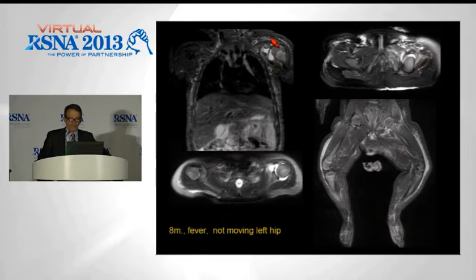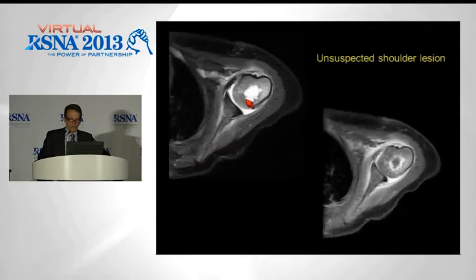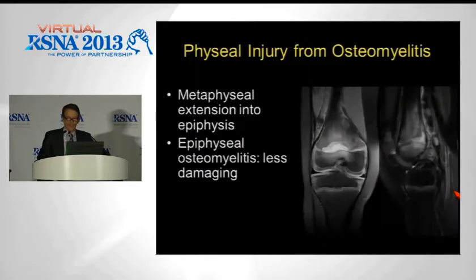But notice that there was also an effusion in the left shoulder. And when we looked at the shoulder with higher resolution imaging, we see that there is an unsuspected necrotic lesion there. And this is actually what was more important from the standpoint of management. So I do think that more and more we are forced to do a very quick scan through the entire body, at least with STIR coronal images.